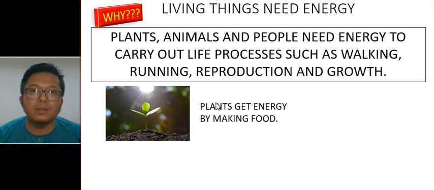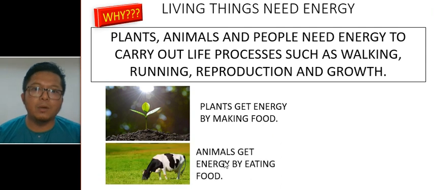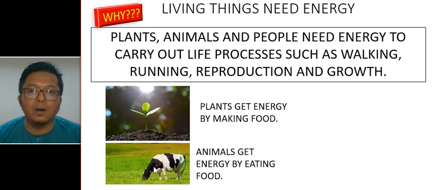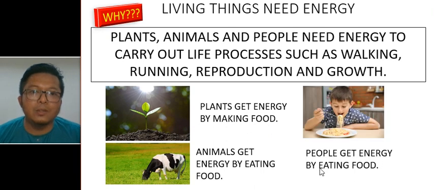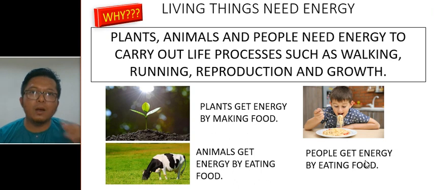Now, plants get energy by making food. They make their food and they get energy. Animals get energy by eating food. This cow eats grass, and this grass becomes the cow's energy. People get energy by eating food. If you want to have energy, then you have to eat food.